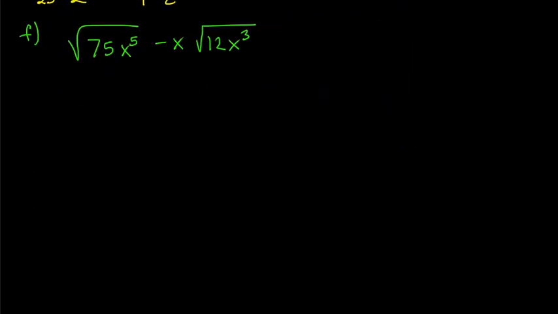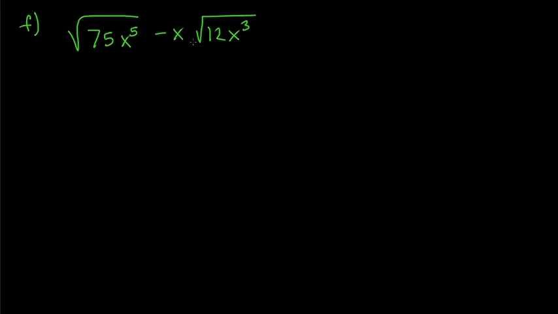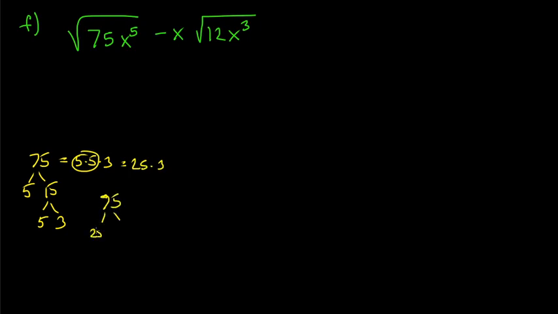Okay, part F, we have the square root of 75x to the 5 minus x times the square root of 12x cubed. Okay, again, subtracting is a lot like adding, except it's subtracting, of course, but it's done the same way, right? So 75, we could do this a number of ways. You can do 5 times 15, but I don't see any perfect squares there. So you'd have to keep going. 15 is 5 times 3, and when you write this as 5 times 5 times 3, oh, you see the perfect squares, right? 25. Right. So what we should have done is just 25 times 3.